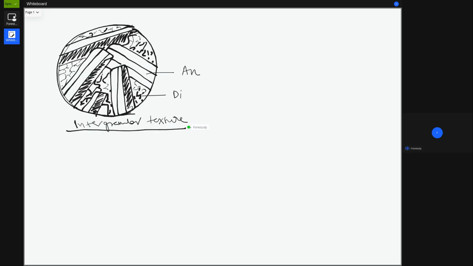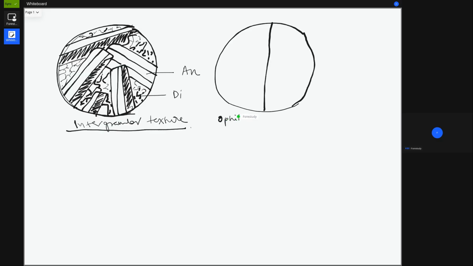And next is ophitic texture. Ophitic texture is when a lath-shaped plagioclase is enclosed within a mineral. Say it can be olivine or it can be pyroxene. I'll just split it into half to show you how ophitic and how subophitic texture looks like. An ophitic texture will look like this. This is ophitic, and this is subophitic.